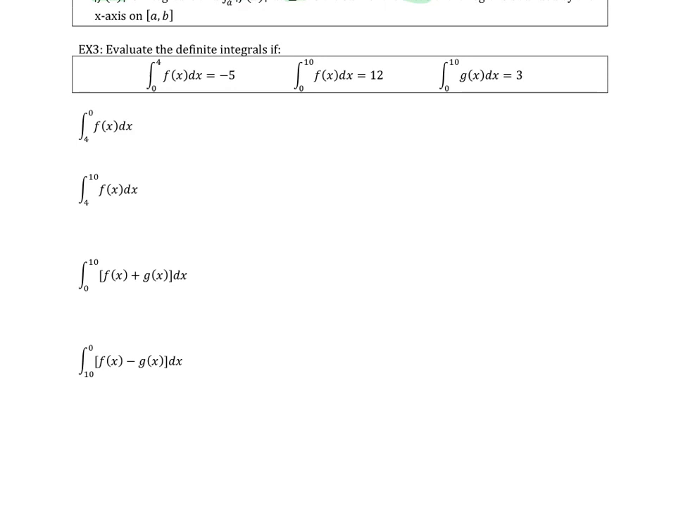In the first one, what I notice is that it's going from 4 to 0. But I need from 0 to 4. So that looks like I can use property number 2 and take the negative of this integral to change the order of the limits of integration. So it becomes 0 to 4 of f of x dx. And I know that that's negative 5, so this becomes negative negative 5, or just positive 5.